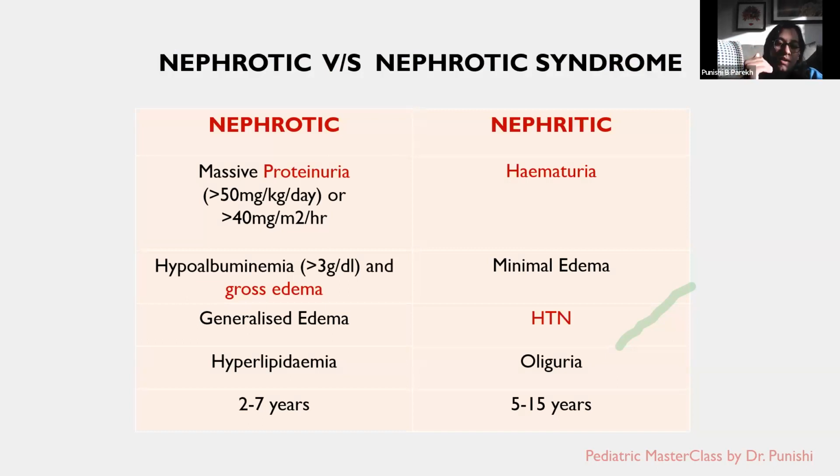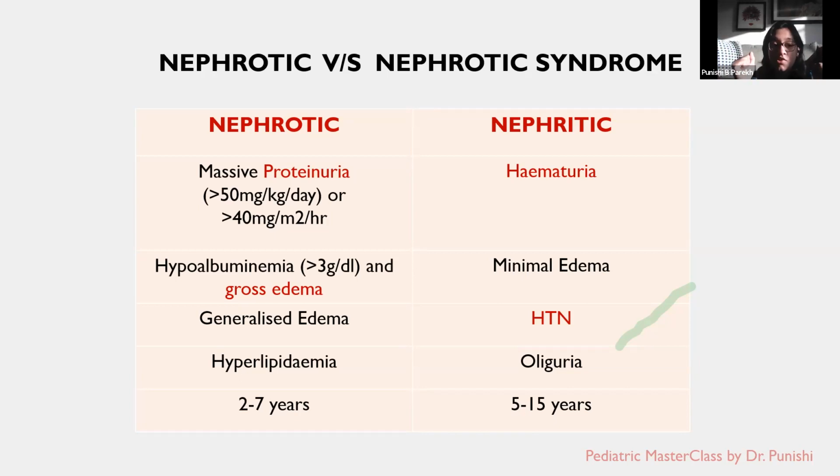You also have hyperlipidemia in nephrotic. Nephritic will have more of oliguria, but will not have hyperlipidemia. And most importantly, the age of presentation is different. So nephrotics usually present between 2 to 7 years of age, predominantly on an average, whereas nephritic kids are slightly older, like about 5 to 15 years of age. So this is the difference between nephrotic and nephritic.